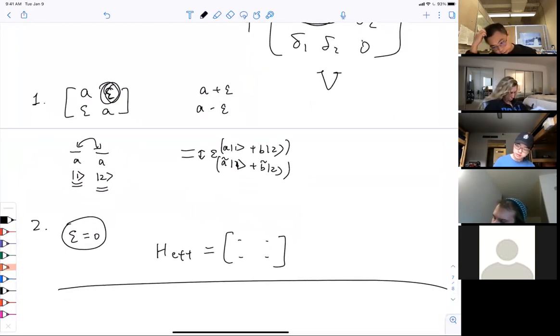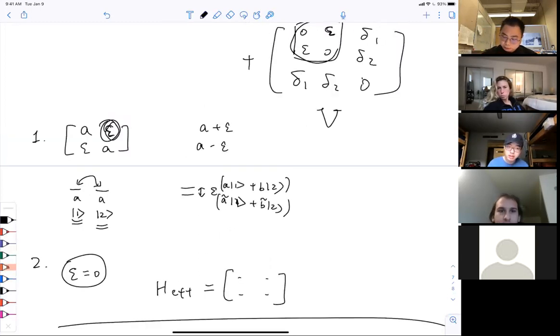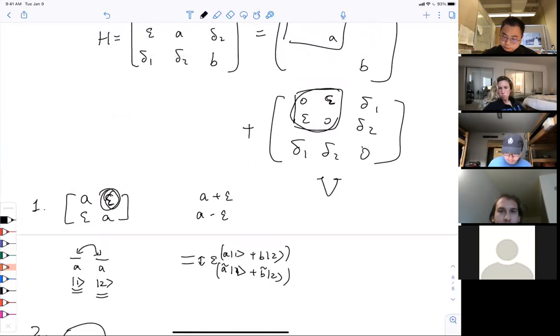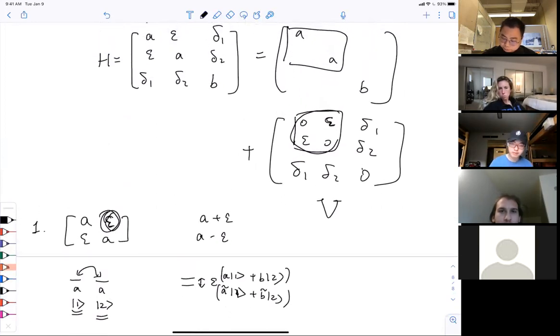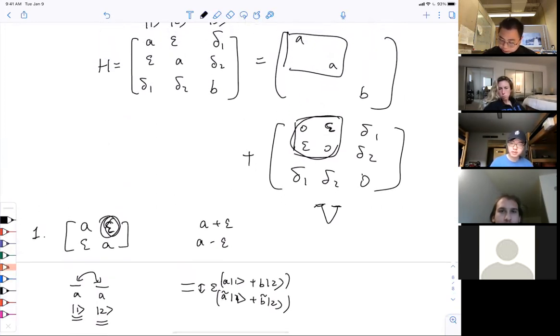I mean, would delta 1 have to equal delta 2 in your image, so that there's no unique information between the two rows? How could you tell by looking at a perturbation that it won't lift a degeneracy? Sorry, what do you mean by delta 1 and delta 2? I mean, in your V matrix, you have delta 1 and delta 2.